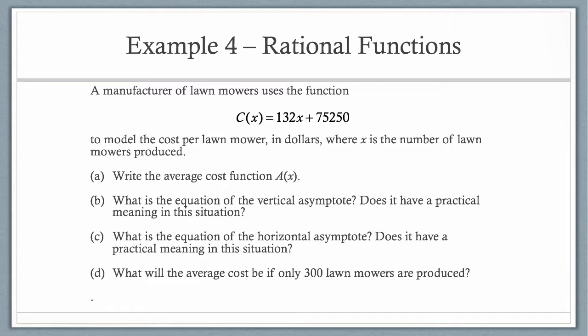We're then asked, what is the average cost if we have 300 lawnmowers that are produced? So here we would plug in 300 for x, and we would get A(300) is equal to 382.83. So that means the average cost per mower, if we produce 300 lawnmowers, is about $382.83. Again, I rounded to 2 decimal places because we're talking about money here.